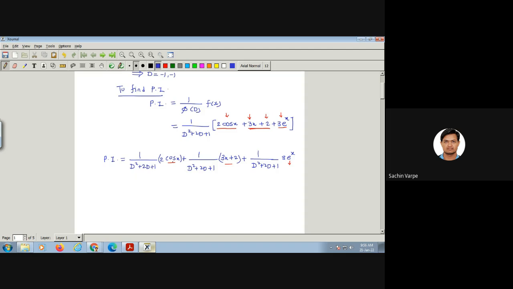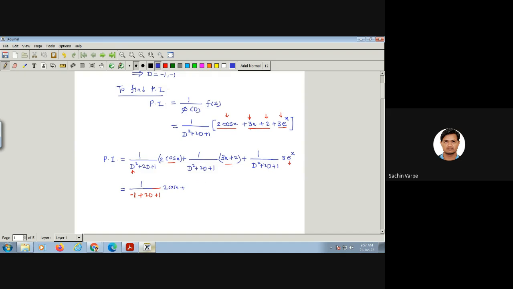How do we get the shortcut for cos? What is the rule for cos? D square is replaced by minus a square. Exactly. We replace D square by minus a square. What is a here? A is 1, isn't it? So we replace D square by minus 1. So 1 upon minus 1 plus 2D plus 1, and that is operated on 2 cos x, plus.